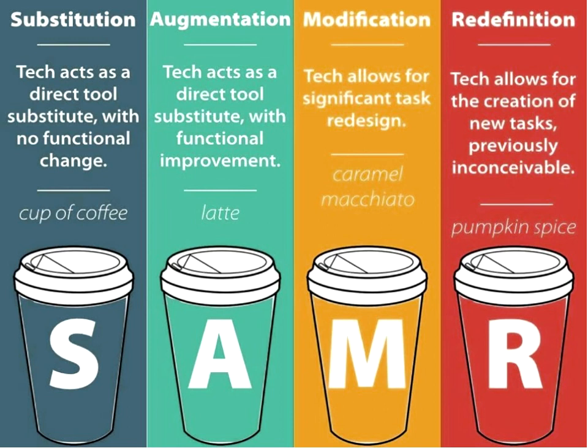M is for modification. So now it's my caramel macchiato. Now I can redesign the task, I can share it, I can collaborate with other people to create an even better product or a better assignment using Google Docs. And then redefinition, now I've got my pumpkin spice coffee. I have now redesigned everything so that I'm creating things that were once unimaginable and that are now. So for example, I'm communicating across the world to another country, to another classroom, and having my students interact with students around the world. That would have been unthinkable a few years ago.